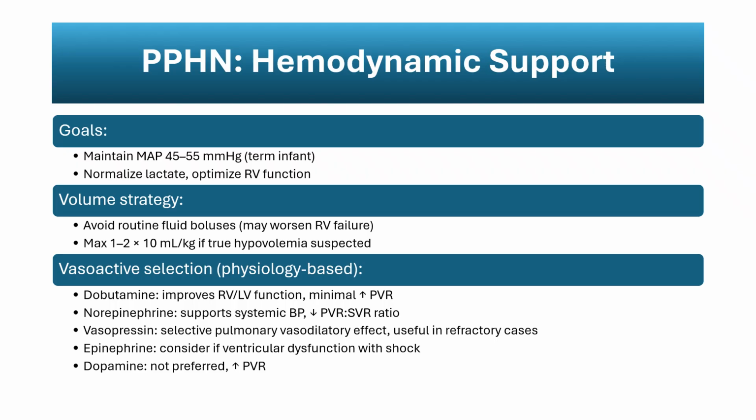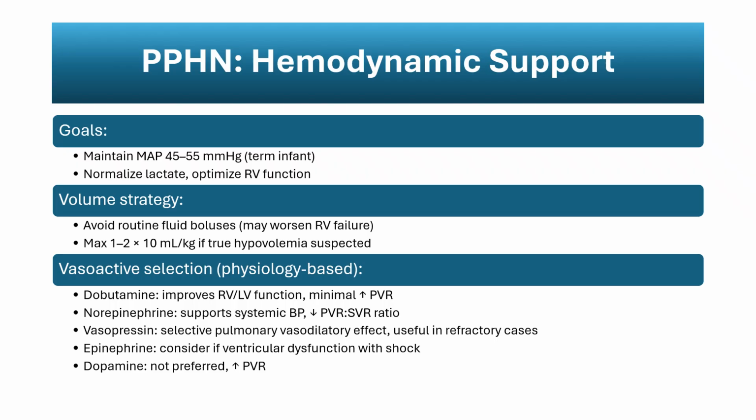Routine fluid boluses are avoided because excessive preload can worsen right ventricular failure. If true hypovolemia is suspected, small boluses of 10 milliliters per kilogram, repeated once or twice if necessary, may be given. Vasoactive support is selected based on physiologic principles. Dobutamine improves both right and left ventricular function with minimal impact on pulmonary vascular resistance. Norepinephrine supports systemic blood pressure and helps balance the pulmonary to systemic resistance ratio. Vasopressin can provide selective pulmonary vasodilation, particularly in refractory cases.